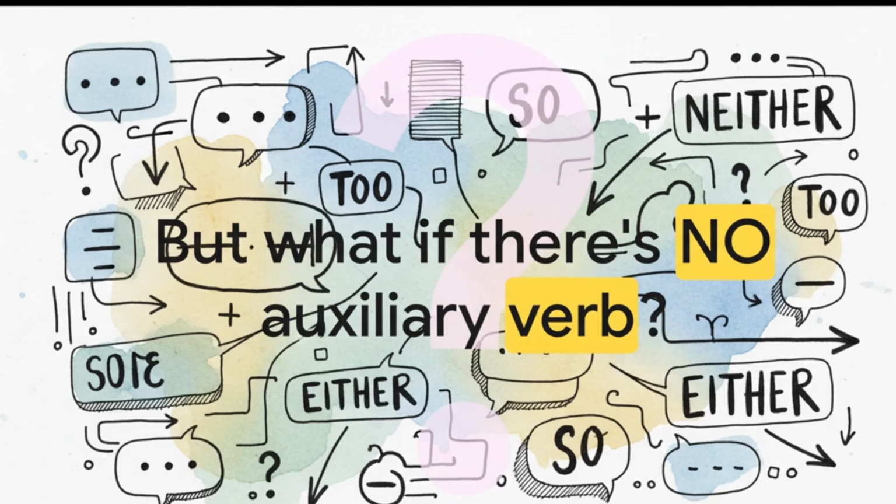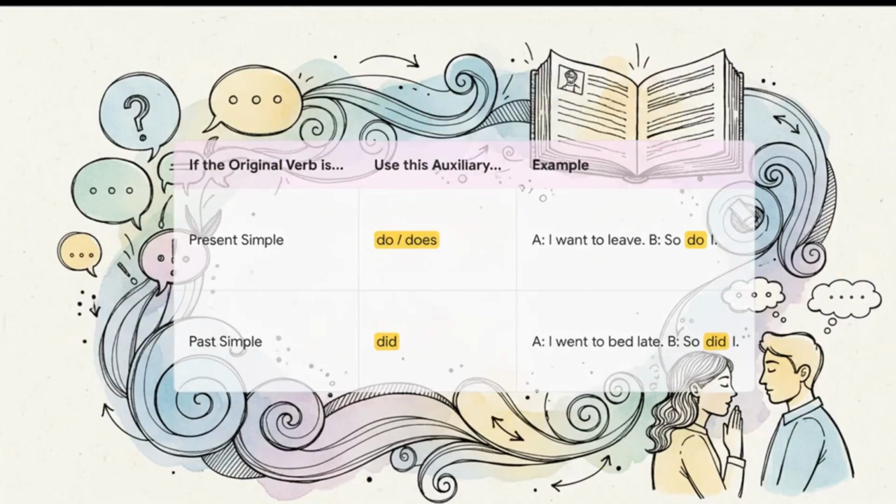That's it. But aha, good question. What happens when there isn't an auxiliary verb? In simple sentences like, I like pizza or she went home, there's no is or can in there to copy. So what do you do then? Here's the rule for that, and this is probably the most useful trick of all. If the original sentence is in the simple present tense, you're going to use do or does. If it's in the simple past, you use did, and that's it. Since these kinds of sentences are everywhere in daily chats, knowing this is a total game changer.